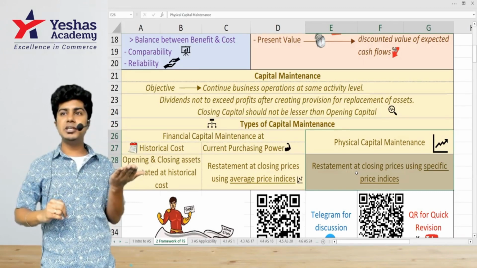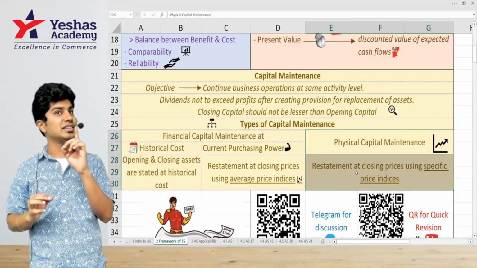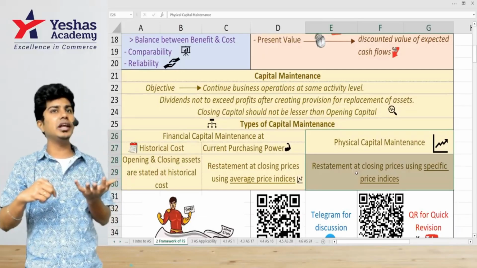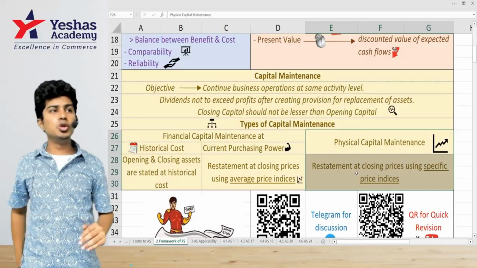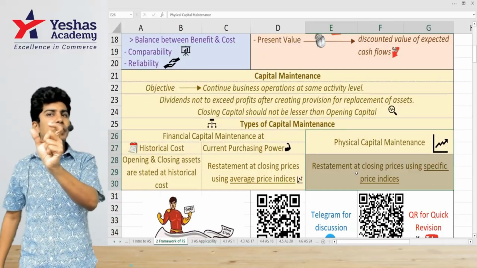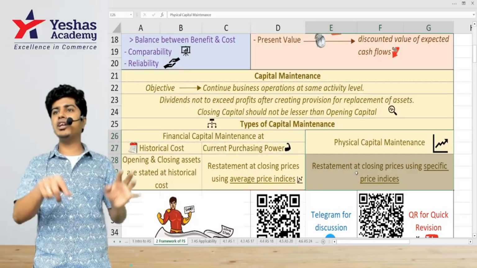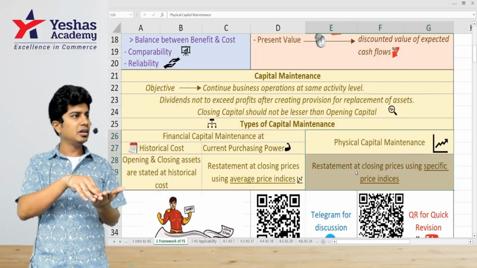What about current purchasing power? Current purchasing power will take average indices, average for the entire industry, not specific to the product that you're dealing in. You're dealing with rice, average. You're dealing with wheat, average. You're dealing with toothpaste, average price indices. Market average price index is 100 as the basis for last year, 115 this year. As an example, we'll take 115 by 100 for all the products within that same category.